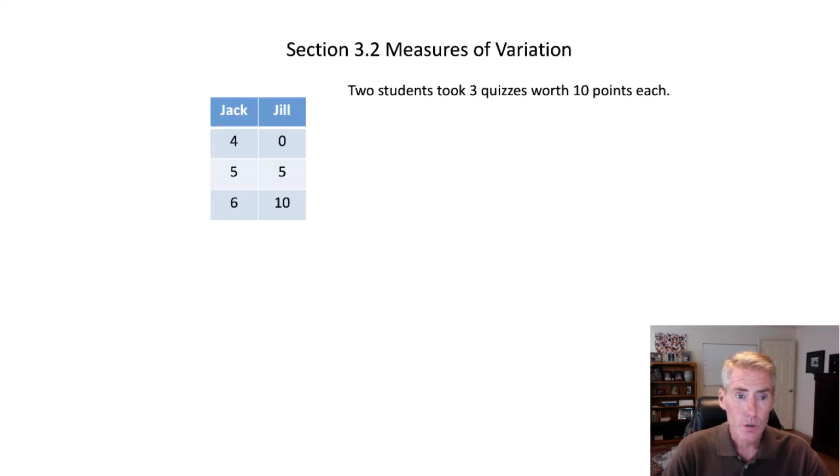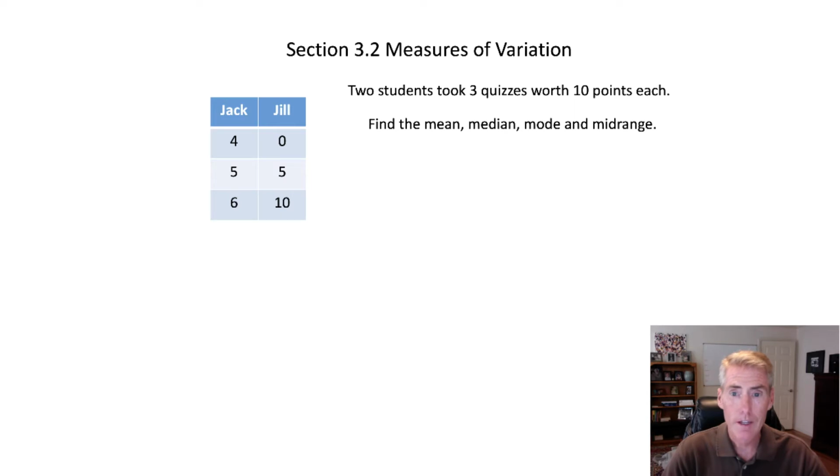But on to this example. We've got these two students, Jack and Jill. Jack gets 4 out of 10, not very good. Then 5 out of 10, he's improving but slowly. And then 6 out of 10. Jill was absent and she got a 0 on the first quiz. Then, because she had been sick, she didn't do quite as well as she usually does. She got a 5. And then she was back to herself and she got a 10 out of 10.